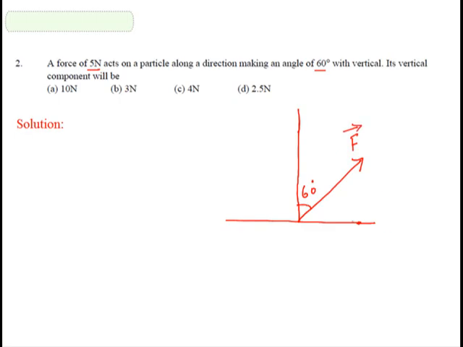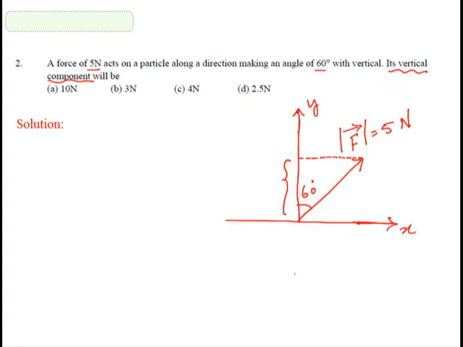Now we want to find what is given here. The magnitude of force is given. So magnitude of this force is 5 Newton, let us say. We have to find out its vertical component. Vertical component meaning, if you drop a perpendicular to y-axis, so this becomes its vertical component. Okay, so we will have to find out this.